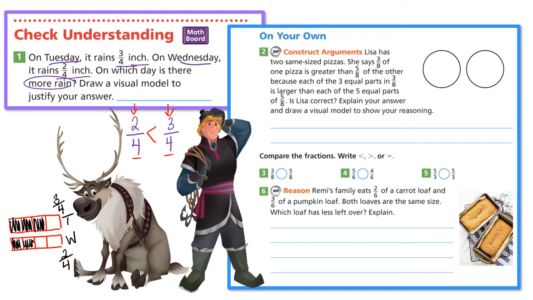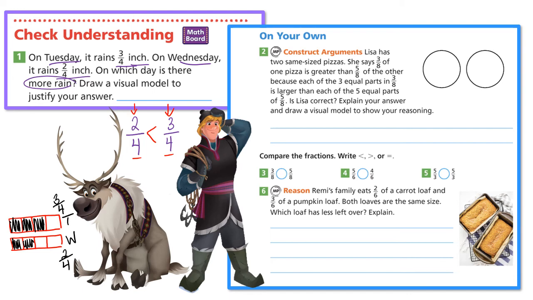Number 2, on your own, construct arguments. Lisa has 2 same-sized pizzas. She says 3/8 of one pizza is greater than 5/8 of the other, because each of the 3 equal parts in 3/8 is larger than each of the 5 equal parts of 5/8. Is Lisa correct? Explain your answer and draw a visual model to show your reasoning. Well, boys and girls, that's a whole lot of words.